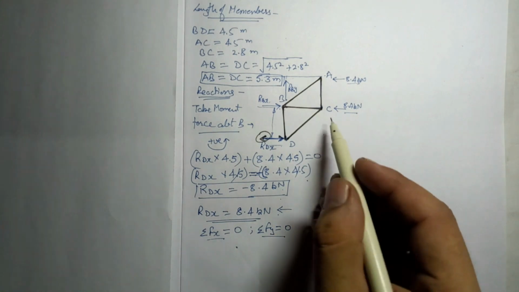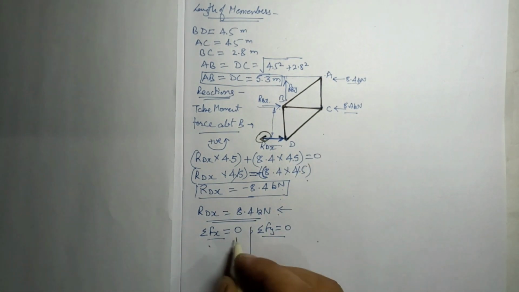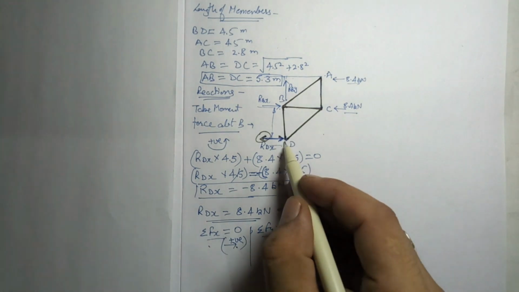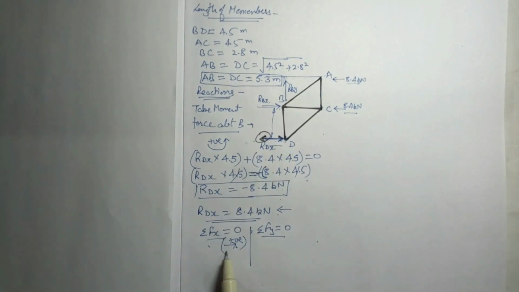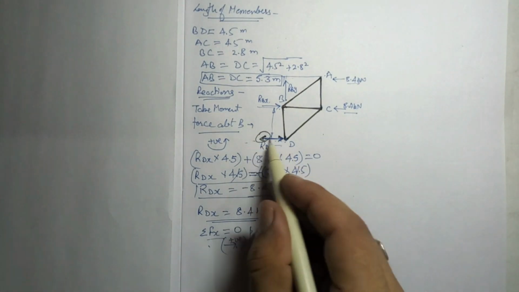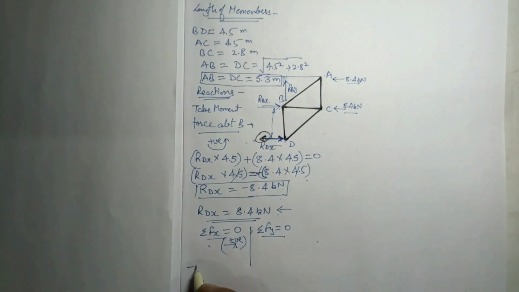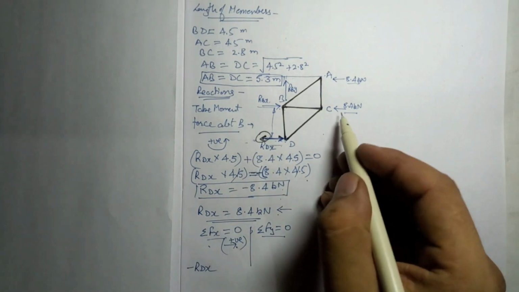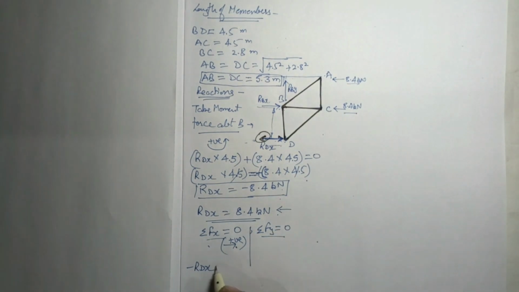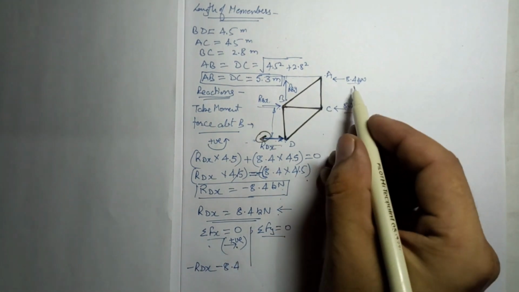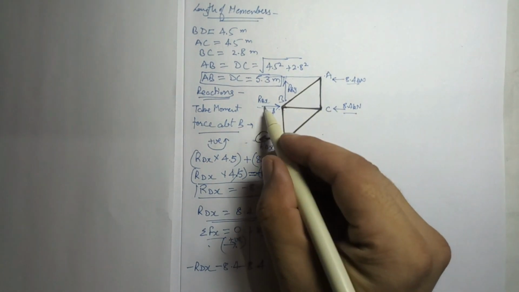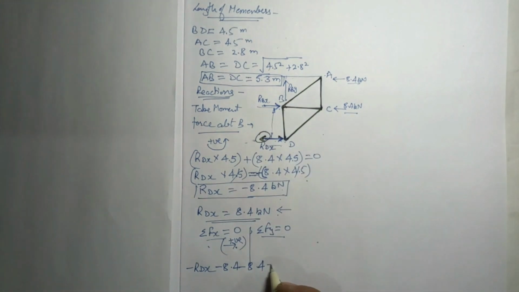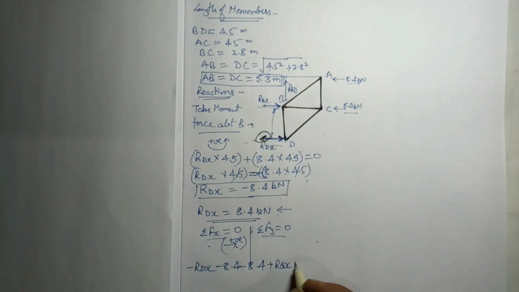So summation of Fx is equal to 0. Let's see, I have applied this. I'm taking left side positive, again an assumption. Now what are the forces acting on the left side? This RDX we got on this side, which is the right side. So RDX, it is left side, so it will be minus RDX. After that it is also left side, so minus 8.4. It is also left side, minus 8.4. And another force, RBX, is on the right side, so it will be plus RBX, that is equal to 0.